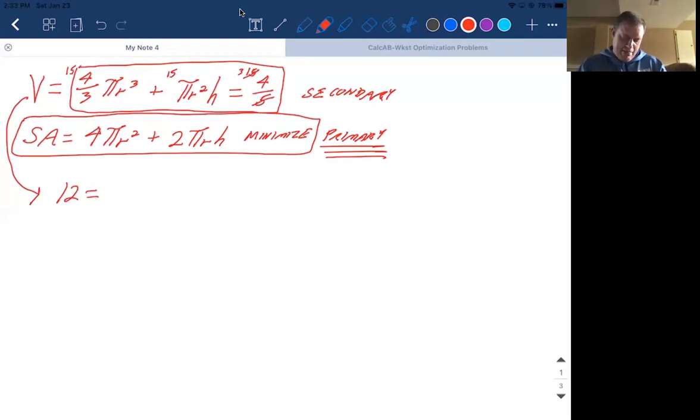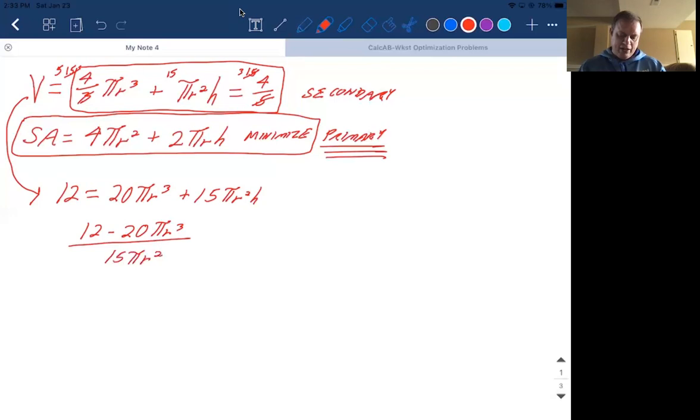Okay. And then this 3 goes into that 15 5 times. That's going to make that 20 pi r to the third. And then I'm going to add 15 pi r squared h to that. Now, if I solve for h, I'm going to have to subtract the term with the 20 in it to the left and then divide. So I'm going to end up with 12 minus 20 pi r cubed over 15 pi r squared, and that's going to be the value of h.